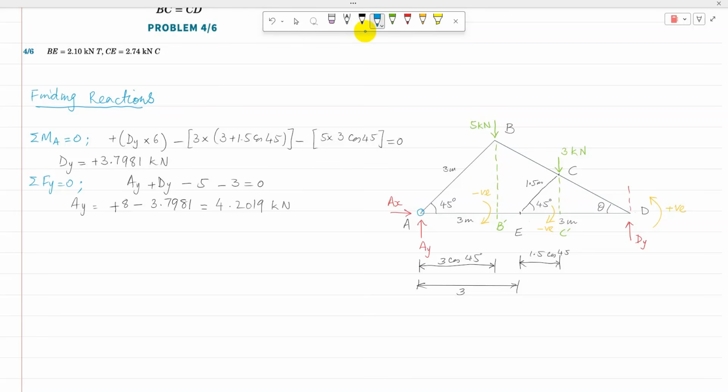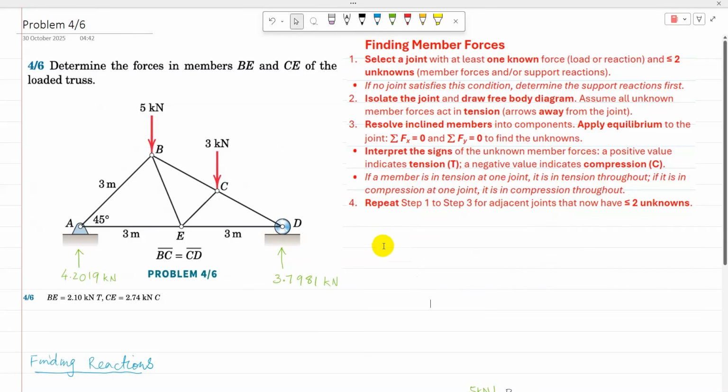And then if required, I can go for sigma Fx equal to 0, because there is only one reaction in the horizontal direction. So Ax is equal to 0. Now I can write the answers. So Ay is 4.2019 kilonewton and it is in upward direction, and Dy is 3.7981 kilonewton and again it is upward direction. So now reactions are calculated.